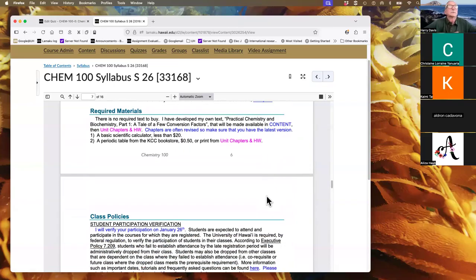So the required materials, you don't have to buy a book. I wrote the book. People have asked me to publish it. Publishers have been chasing me, and I was like, no, I just want to do it for my students. I'm not trying to make money off it or anything.